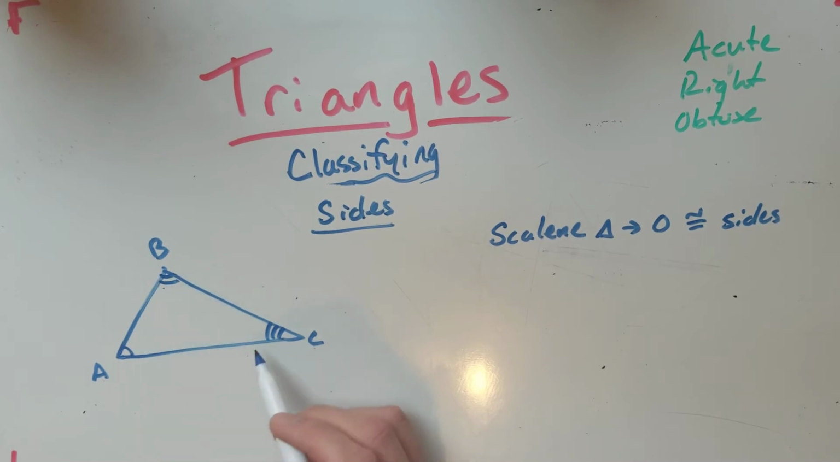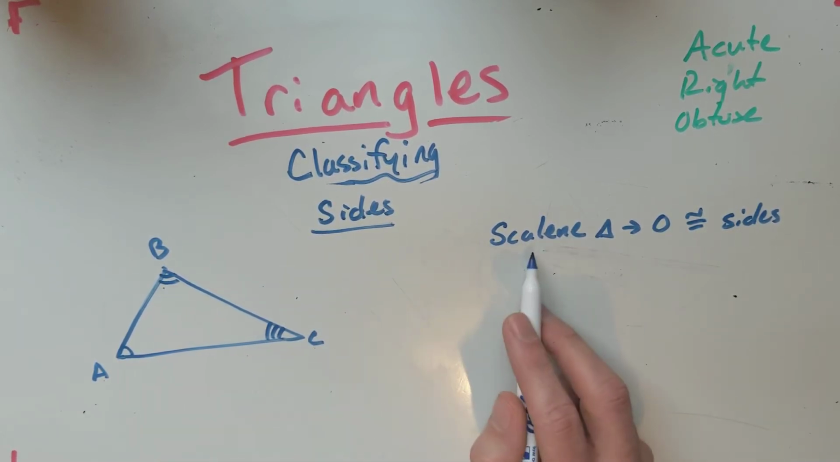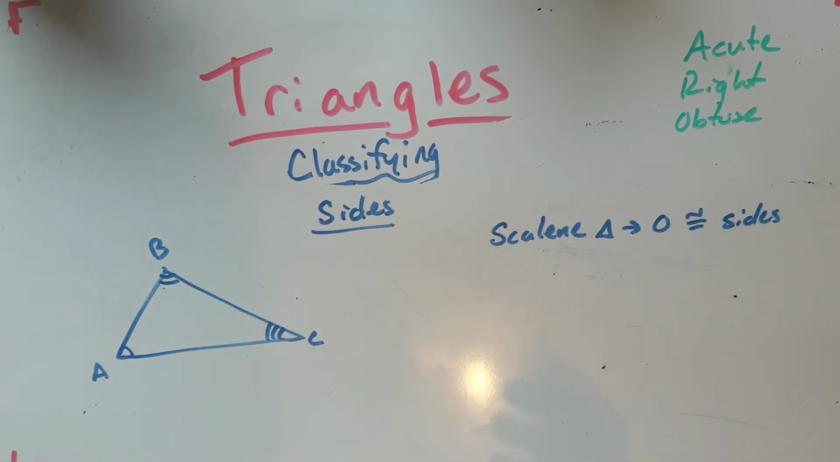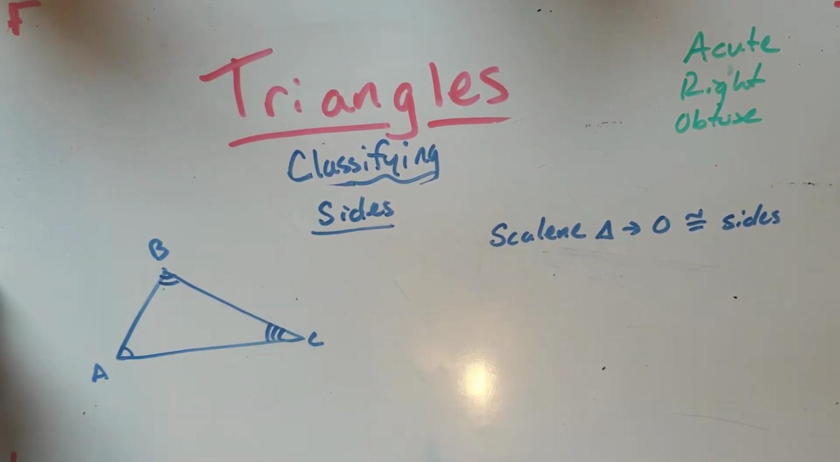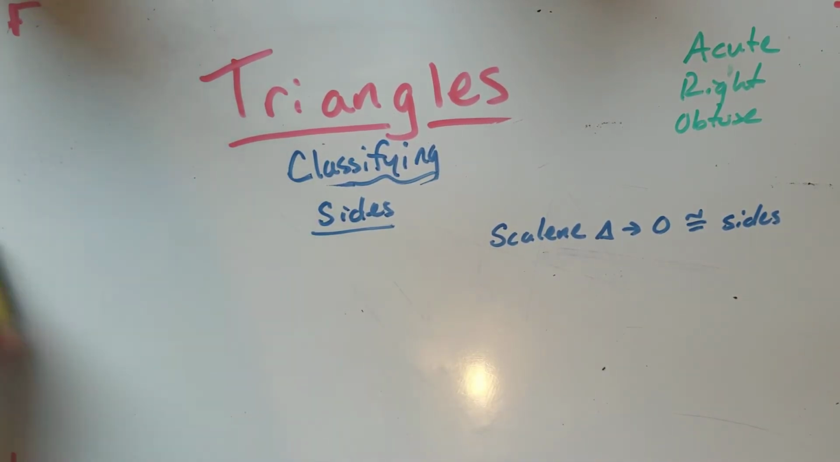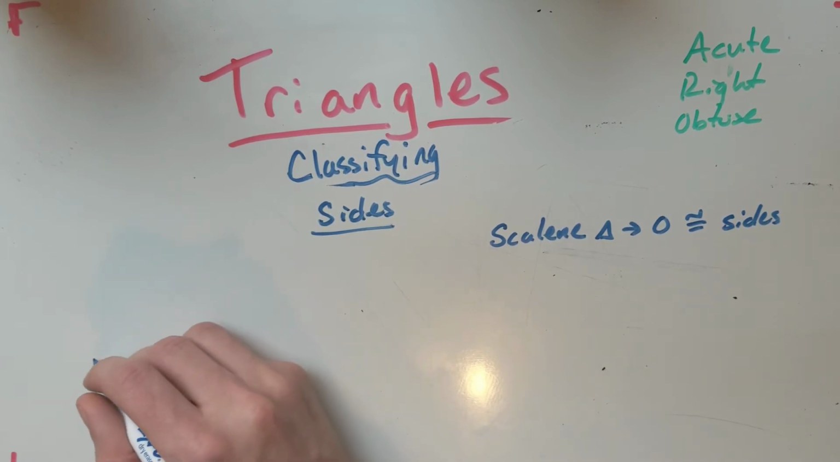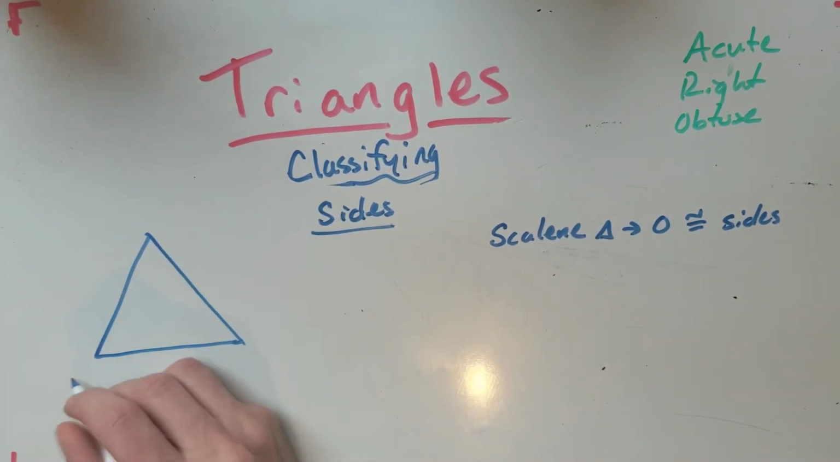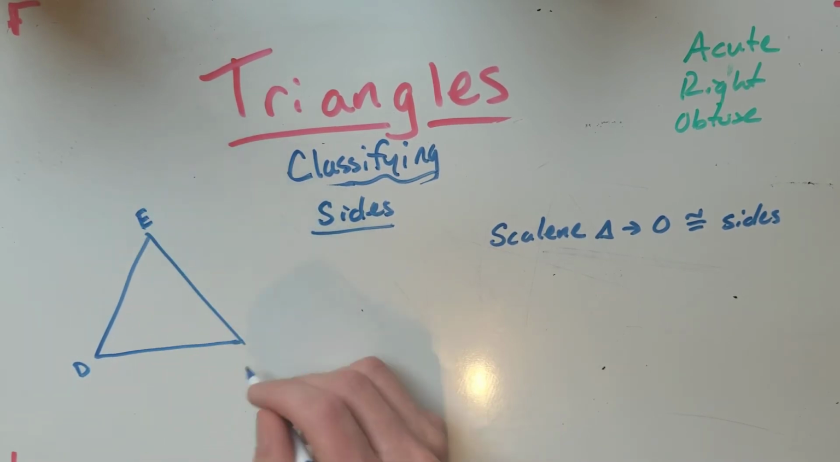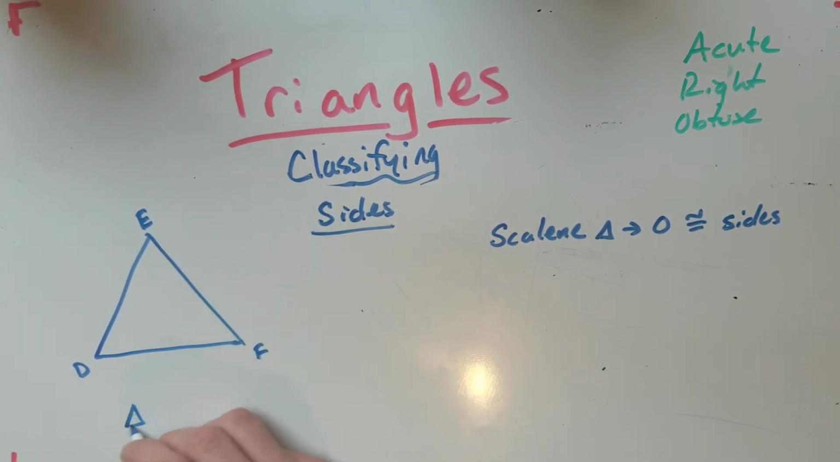If every single angle has a different measurement, it's going to end up being scalene because every side will have a different measurement. There's actually a really special relationship between the angles and the sides of a triangle. So if everything has a different measurement, we call it scalene. Our next type. Let's say we have triangle, and we'll go DEF here. Triangle DEF.